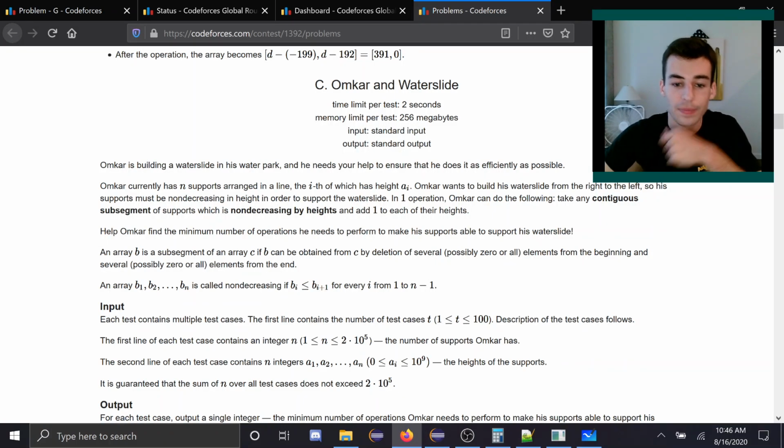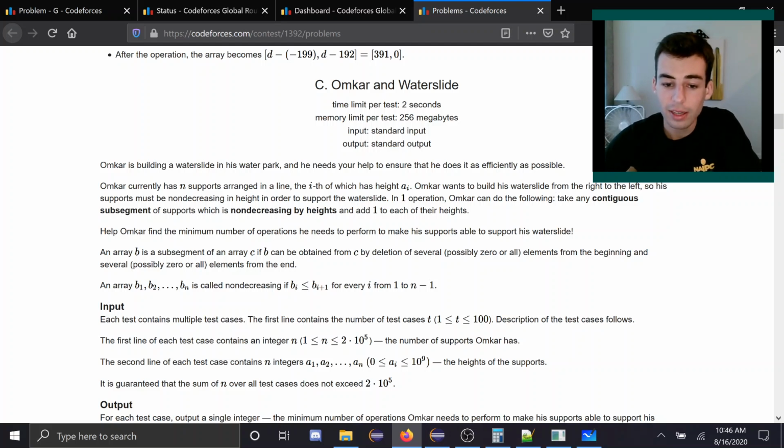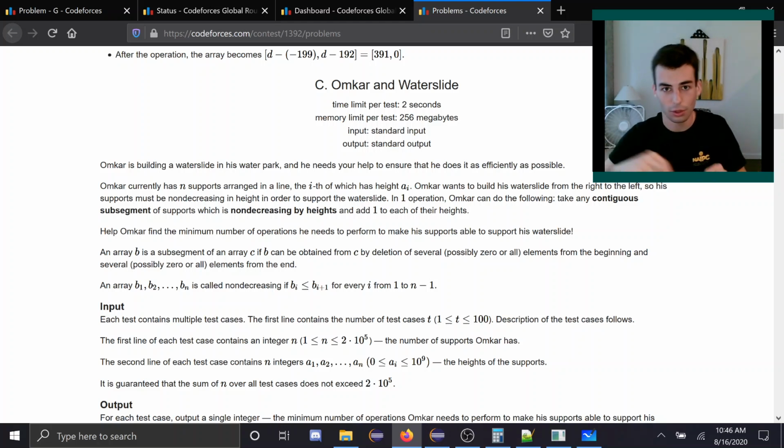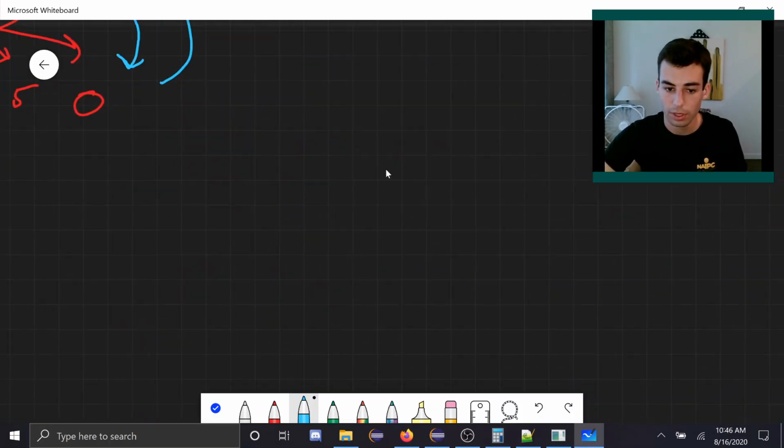Okay, problem C. So you're trying to build this water slide, and you can add a constant to some continuous range. The goal is to make the water slide non-decreasing, so increasing or staying the same as you go to the right, with as few additions as possible. So here's the idea behind that.